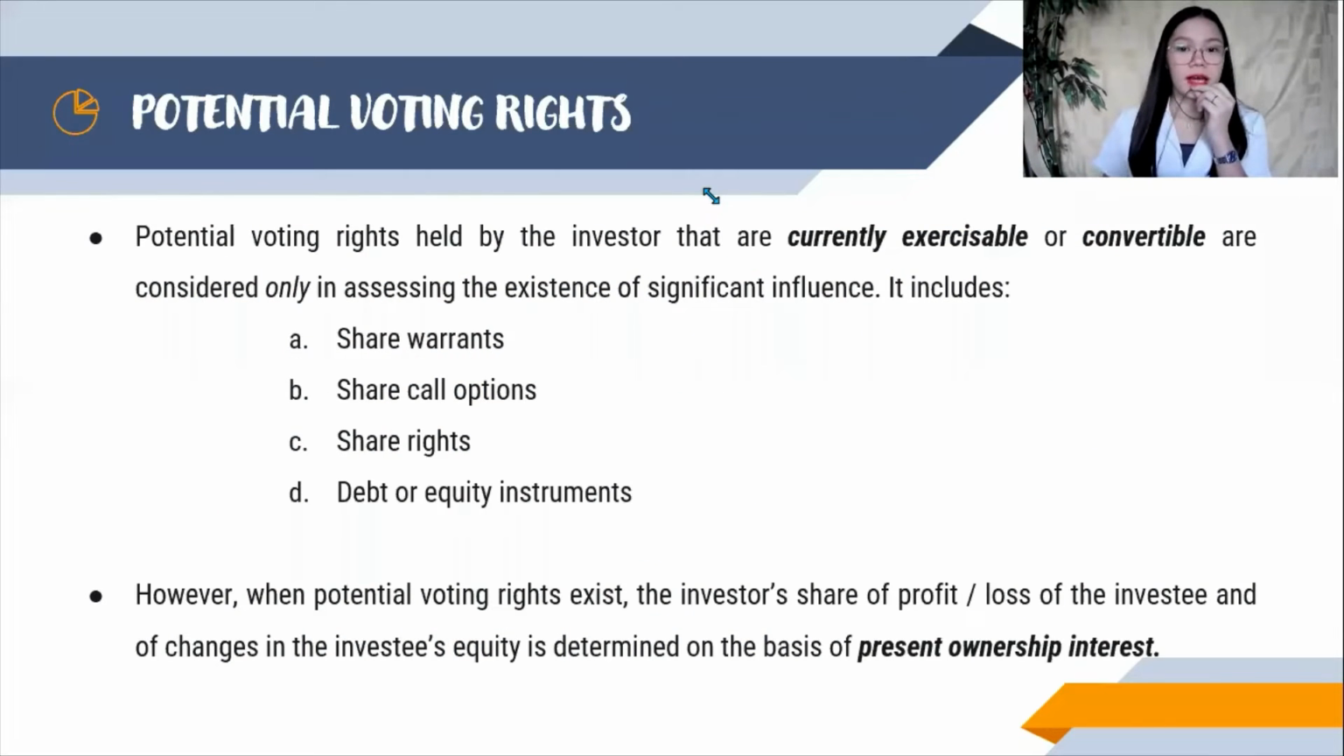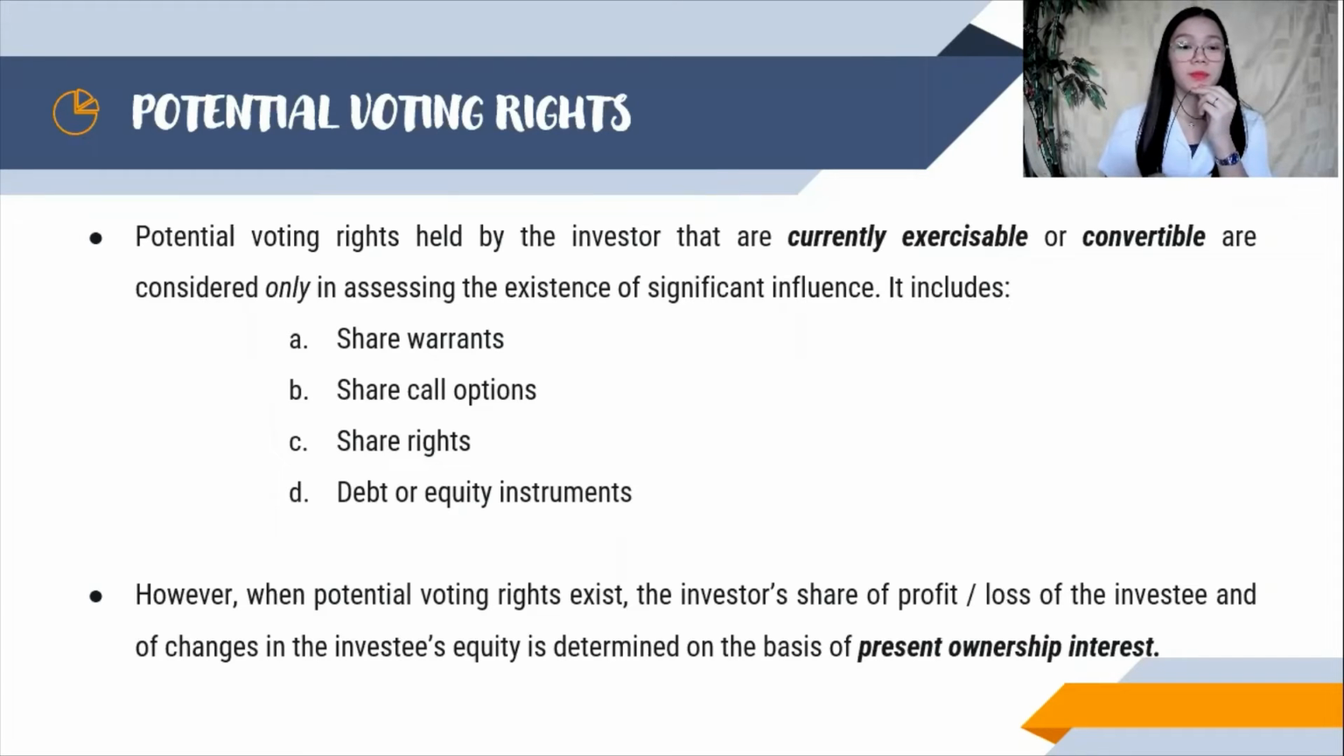So let's discuss potential voting rights. So potential voting rights held by the investor that are currently exercisable or convertible are considered only in assessing the existence of significant influence. Potential voting rights include share warrants, share call options, share rights, and debt or equity instruments. So itong apat na to, pwede silang maging voting rights. Pero as of the moment, potential pa lang siya.